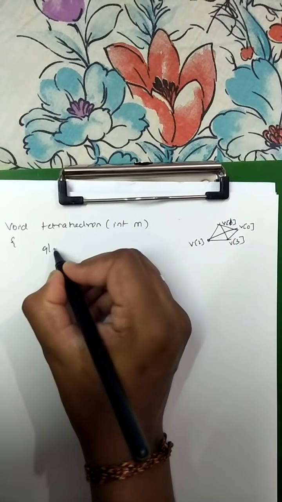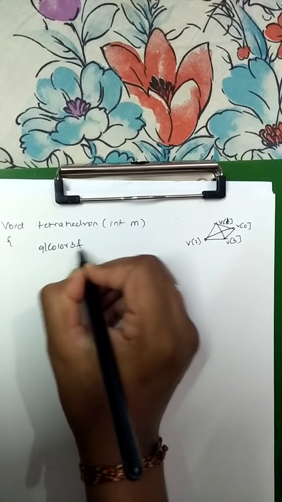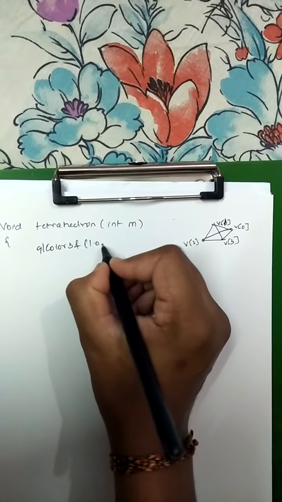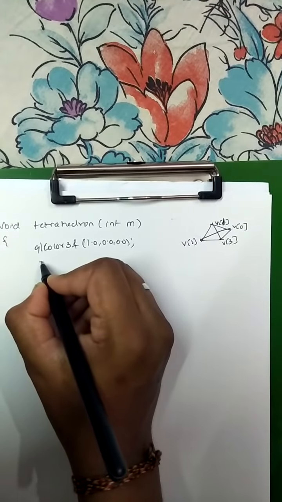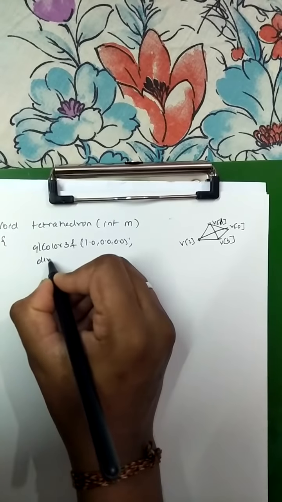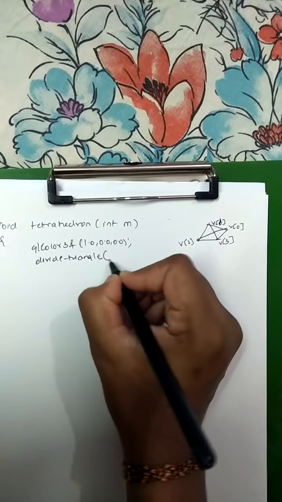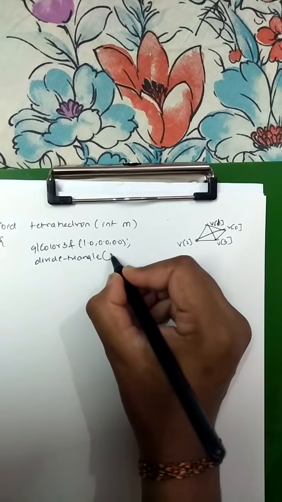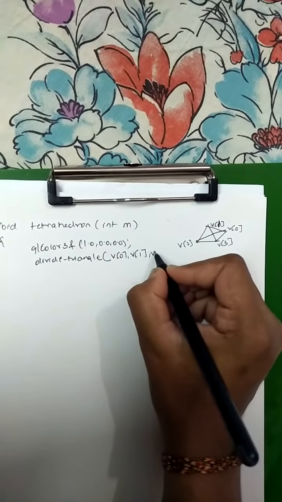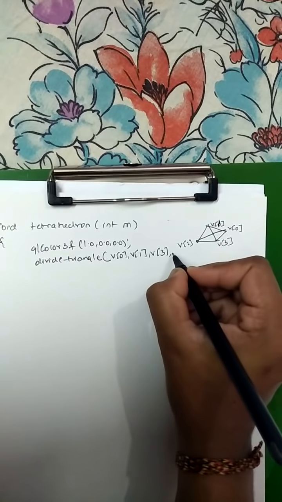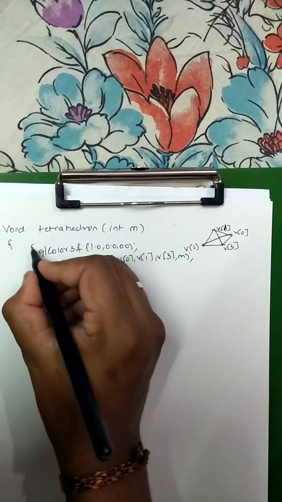For each and every face I am giving a different color. glColor3f. I'll assign red to one face and I'll call divide triangle. So what should I pass? V of 0, V of 1 and V of 3, one face with the value M. This is with respect to one face.